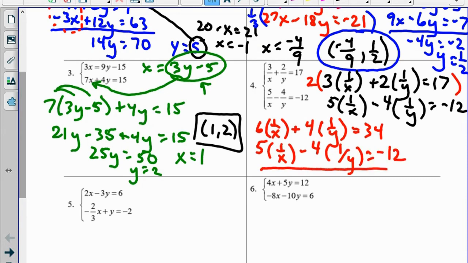When I add these two together, notice the 1 over y terms cancel. I will end up with 11 times 1 over x equals 22. When I divide, I get 1 over x equals 2. That's what happens when I divide 22 by 11. So I end up with 1 over x equals 2.